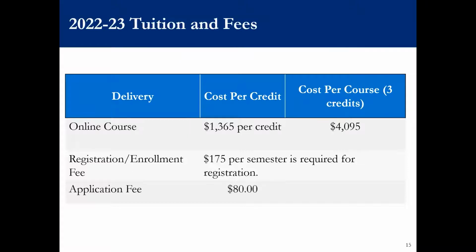The tuition for the 2022-2023 academic school year for the MS in Education Policy program is $1,365 per credit. In addition to the tuition, please keep in mind the registration fee is $175 per semester, and the application fee is $80. For additional information on tuition and fees, please visit the SOE website.